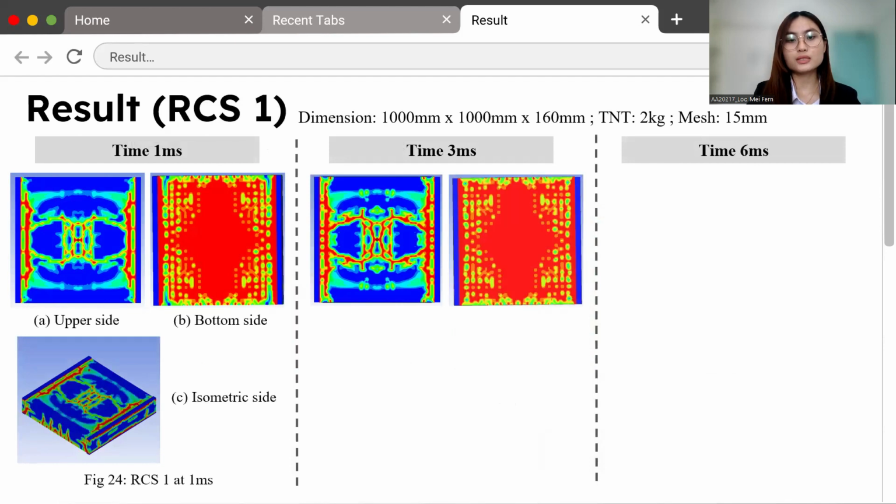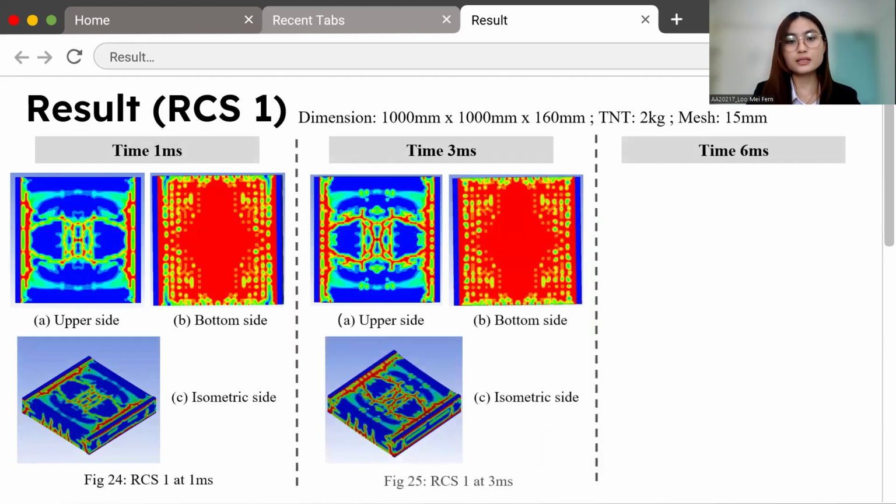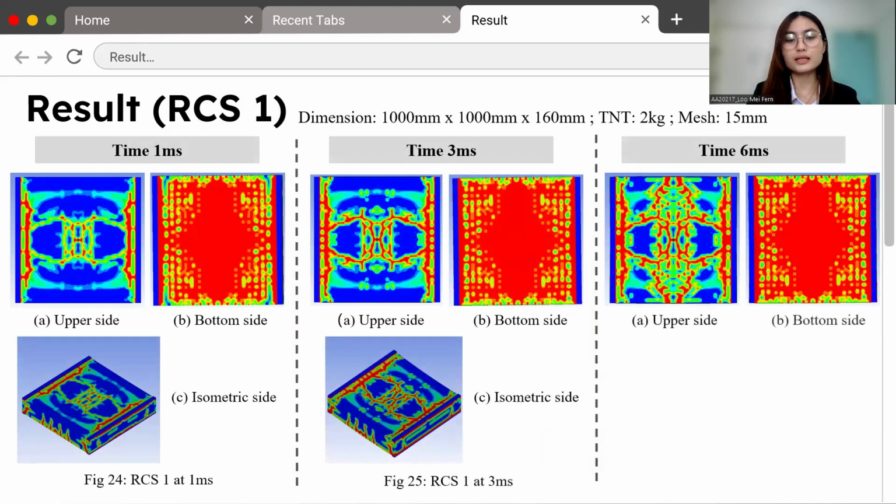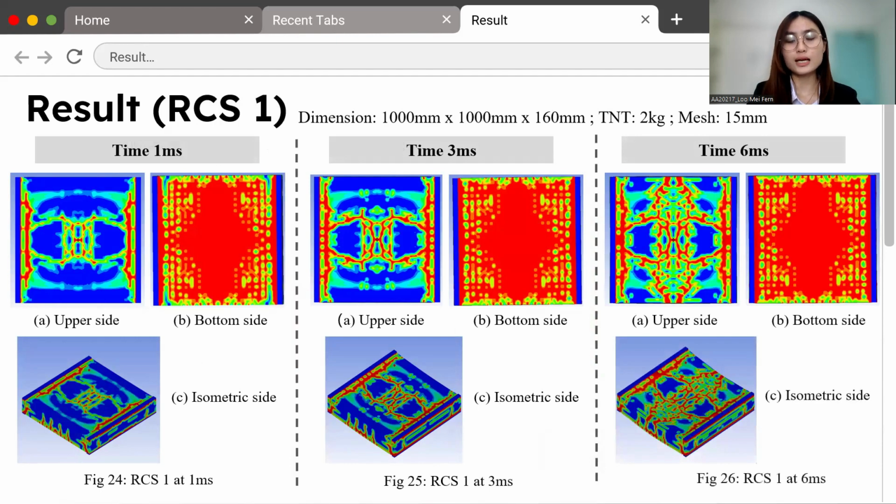The figure below shows the damage propagation patterns on the upper, bottom, and isometric sides of slab 1 under 2 kg TNT blast load. In figure 24, a minor crack appears at the slab center. By 3 milliseconds, this crack expanded, and at 6 milliseconds, a crack emerged in the middle of the slab due to slab bending stress in the region.